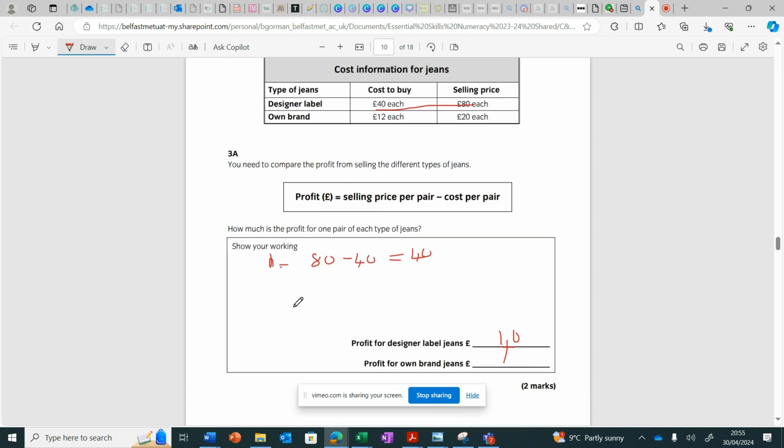For the own brand, the selling price is 20. Take away the cost price, which is 12, is 8.